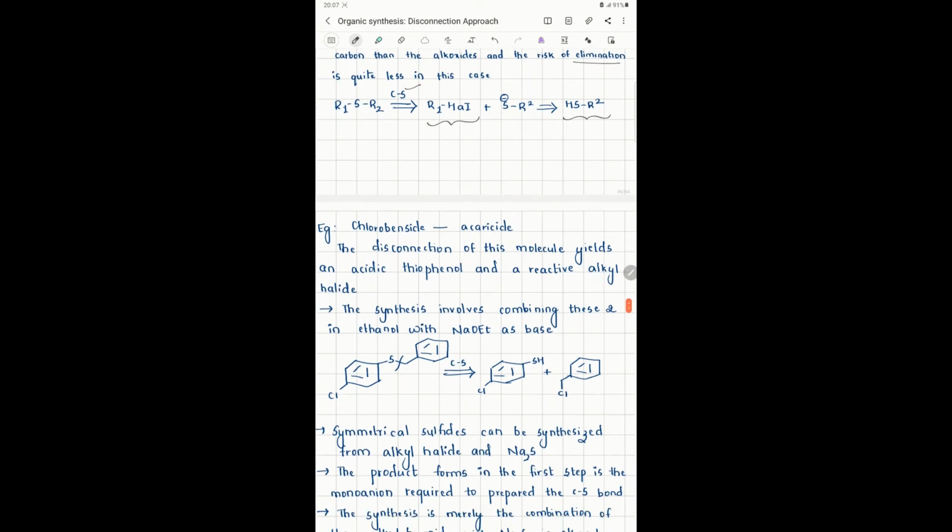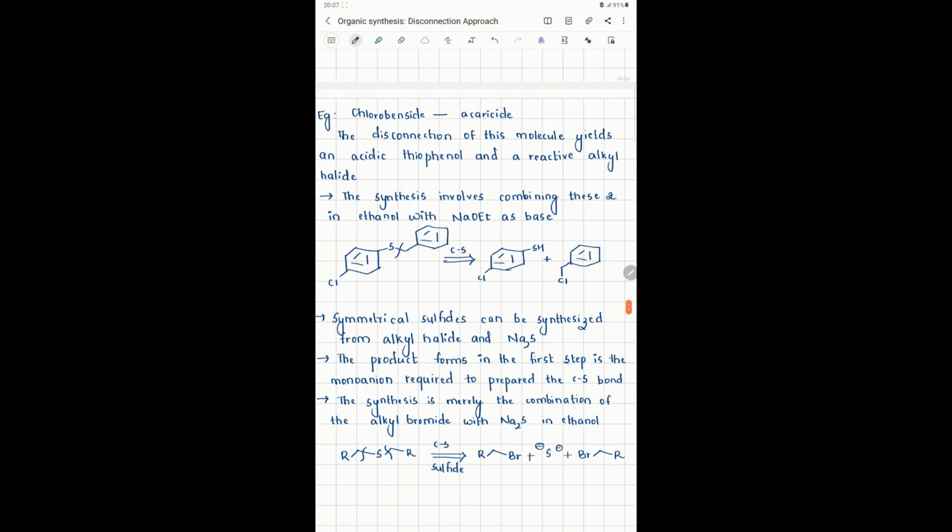Under this particular category, a common example is chlorobenzyl. This is one of the acaricides. It can also be learnt under pesticides and insecticides, in which there is a sulfide system. The disconnection of this molecule yields an acidic thiophenol and a reactive alkyl halide. The synthesis involves combining these two in ethanol with sodium ethoxide as a base.